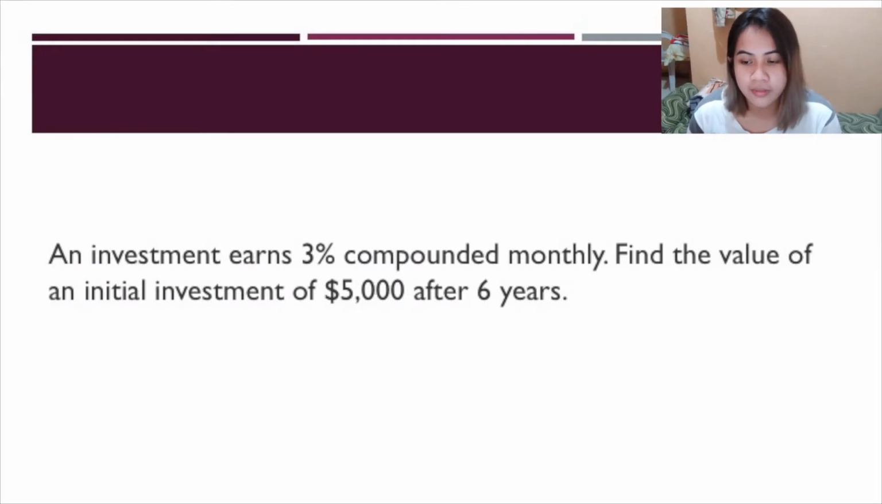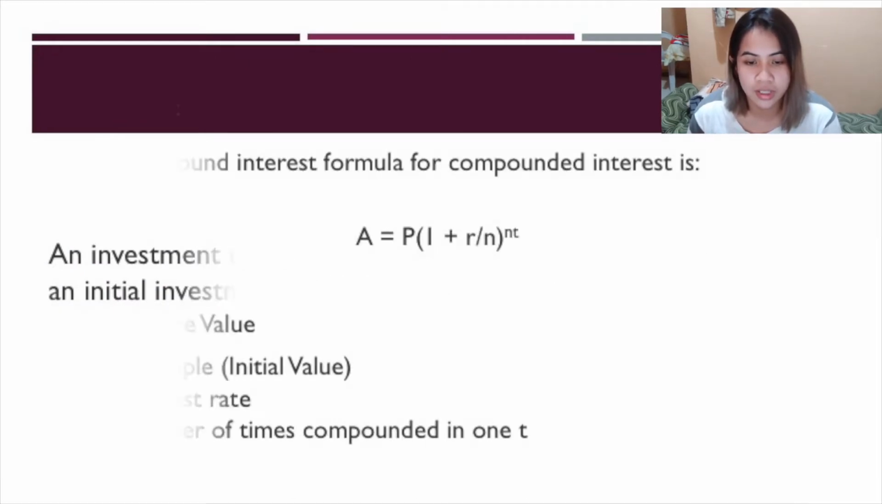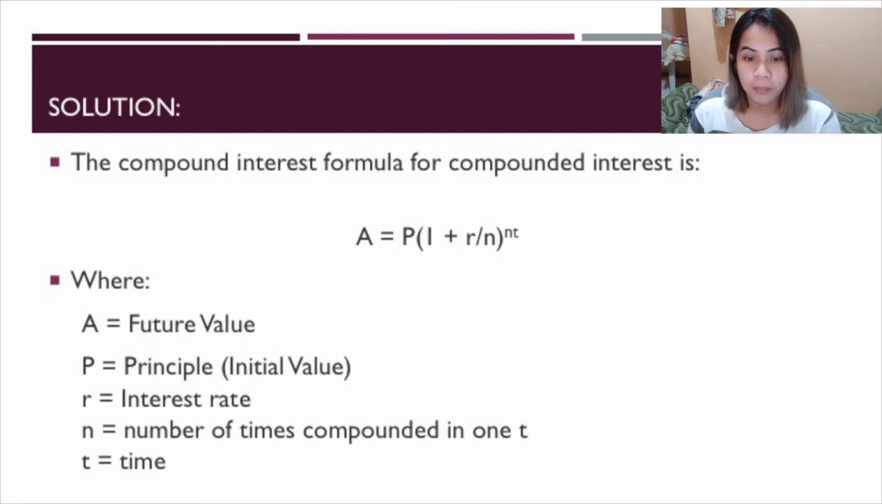For the next problem, an investment earns 3% compounded monthly. Find the value of an initial investment of $5,000 after 6 years. So this topic will focus on compound interest. Whenever the interest charged for any interest period, a year for example, is based on the remaining principal amount plus any accumulated interest charges up to the beginning of that period, the interest is said to be compound. Compound interest calculations apply to investments where the amount of interest is calculated on the present balance of the account.